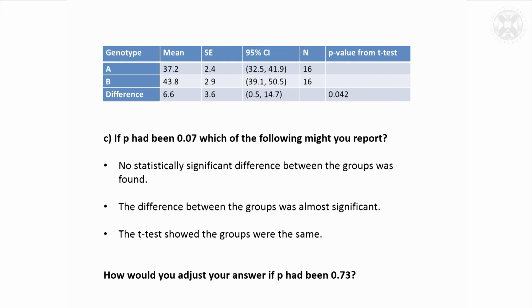Next, if p had been 0.07 from this, what would you report? Would you report no significant difference between the groups was found? Yes, but you might mention that it was a bit borderline. Oh, sorry, yeah, there was a choice, but I think we've got the right one. And you might mention it was almost significant. And hopefully you wouldn't think about mentioning the groups were the same, because you haven't got a significant p-value. You haven't proved that. If p had been a lot larger, clearly non-significant, would you adjust your answer at all? Well, you've already said there's no difference. You wouldn't, of course, add that the groups were almost significantly different.